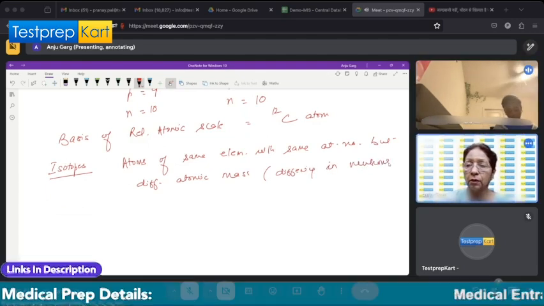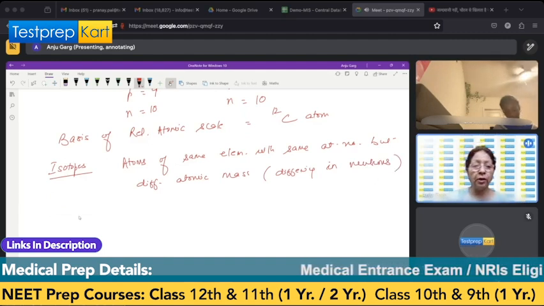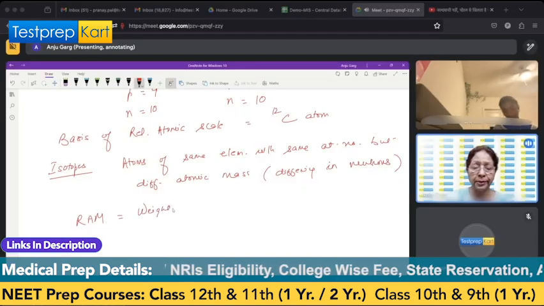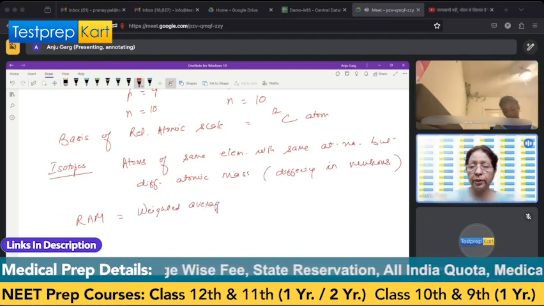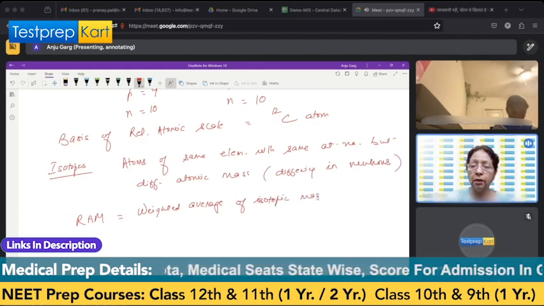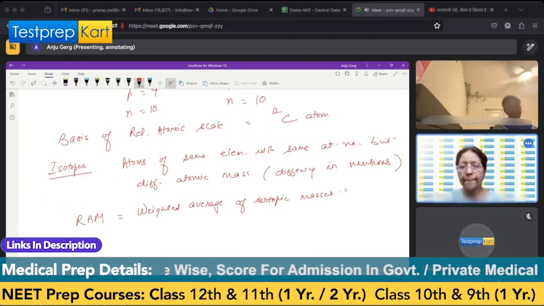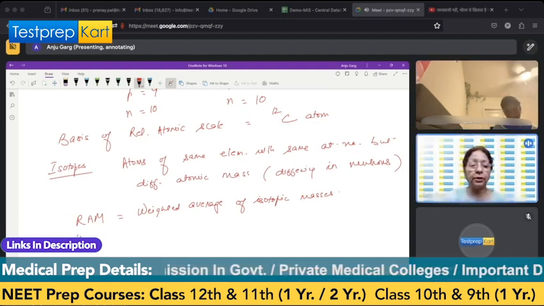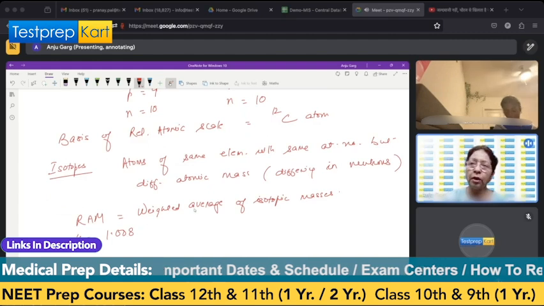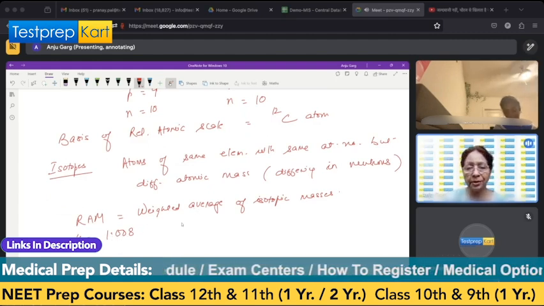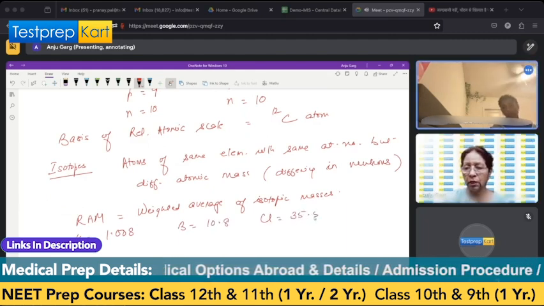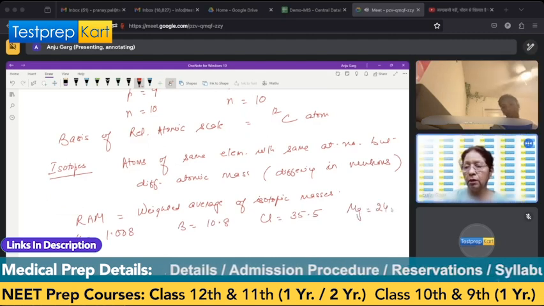So for isotopes, to find out the relative atomic mass, you have to take all the isotopes and then we take the weighted average of isotopic masses. Average has to be taken. And that is the reason that so many elements will have fractional atomic masses. Like if you take hydrogen, it is not exactly 1, it is 1.008. Although it has one electron, one proton, and no neutron, but still it is having this atomic mass. Boron is 10.8, chlorine is 35.5, magnesium is 24.3. So number of protons plus neutrons cannot be a fractional value.